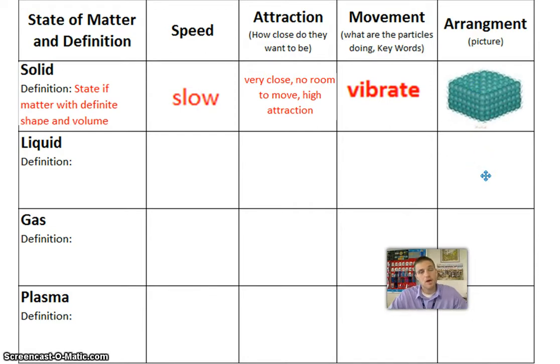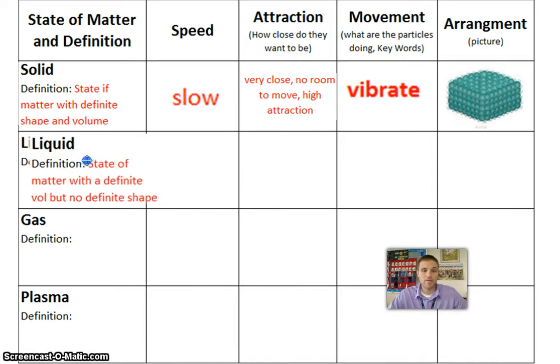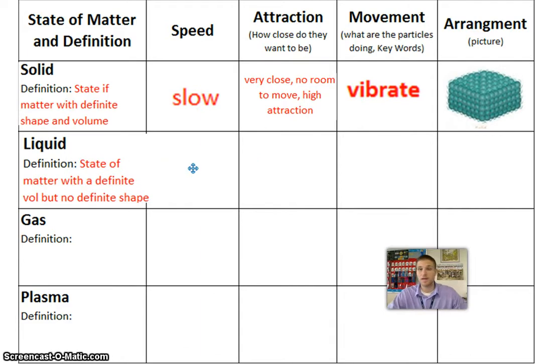For liquids, liquids are a state of matter that has no definite shape, but a definite volume. So if I was to fill this bottle up and pour it out, the liquid would start pouring out and it'll change shape, but it's not going to change the amount that's in there. I say that these have a medium speed, and what that means is they move faster than a solid, but not as fast as a gas. Once again, they're very close, they have some room to move, but they're not overly crazily crowded.